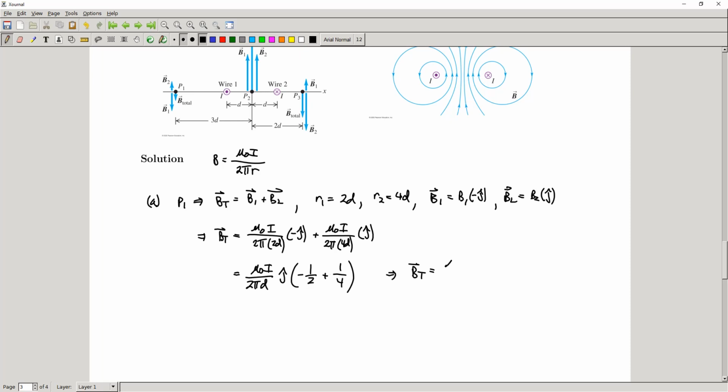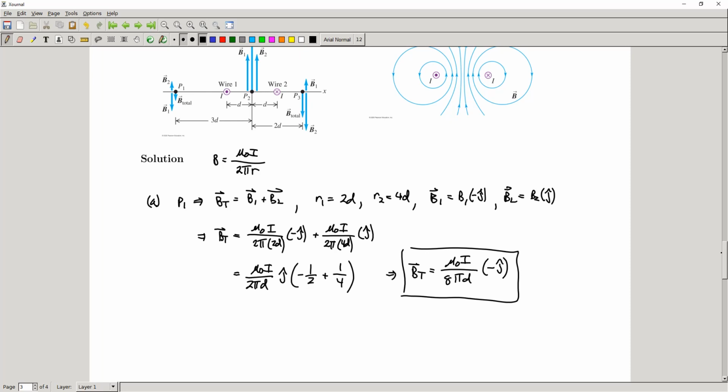And so we're going to have a mu naught I over 8 pi d, but now with a minus j hat. I'm going to package this minus sign up with the j hat so that we end up with the direction information separated out. So we can see that our B total does point downward in the negative j hat direction with this magnitude. So that's the answer for point P1.